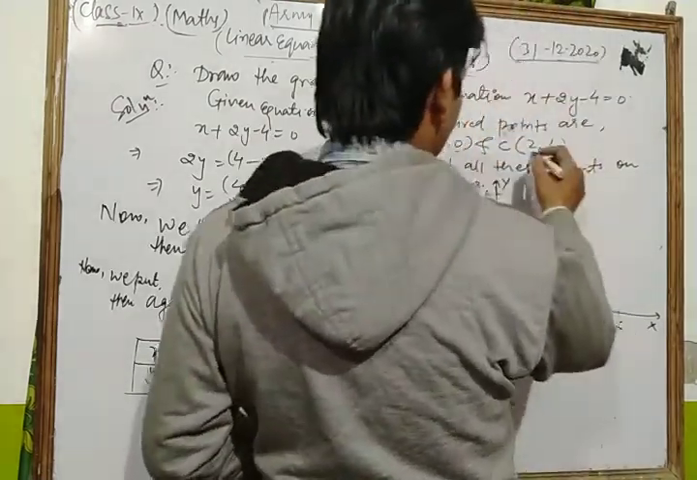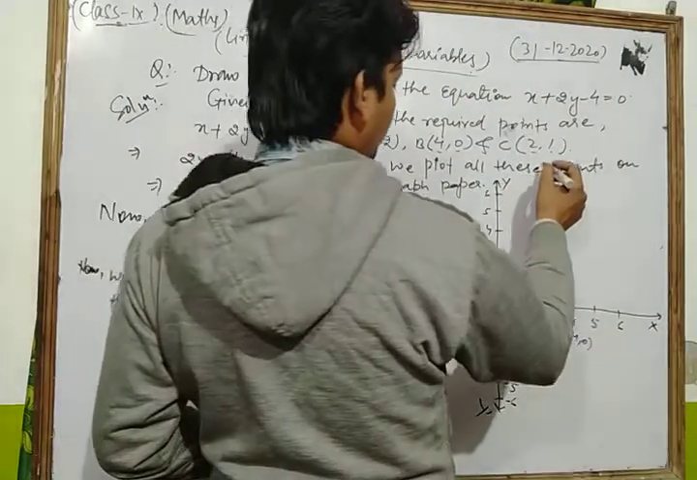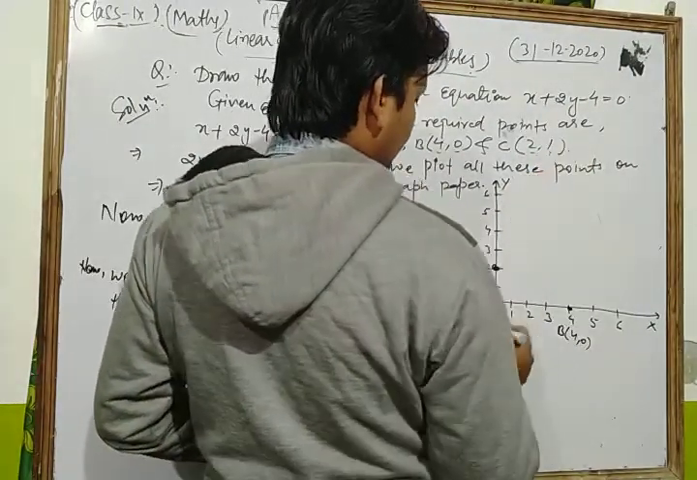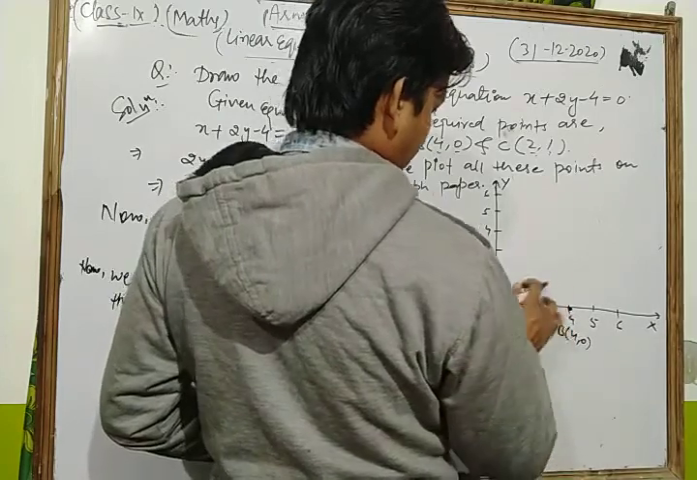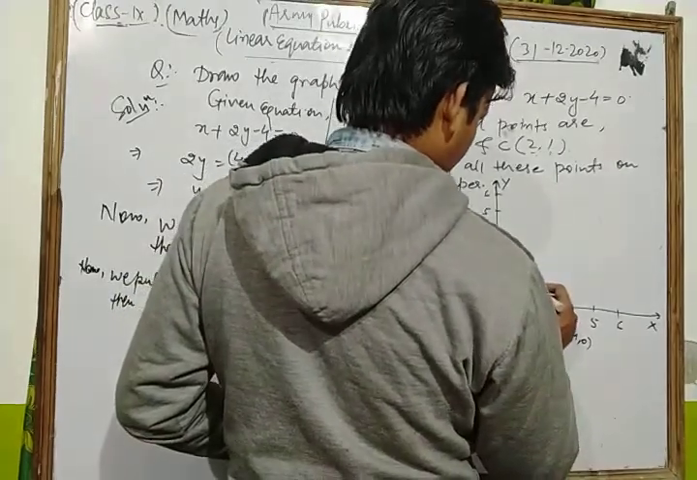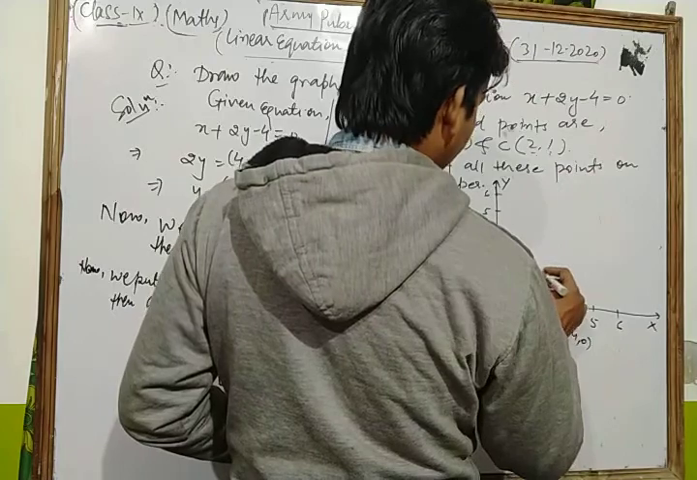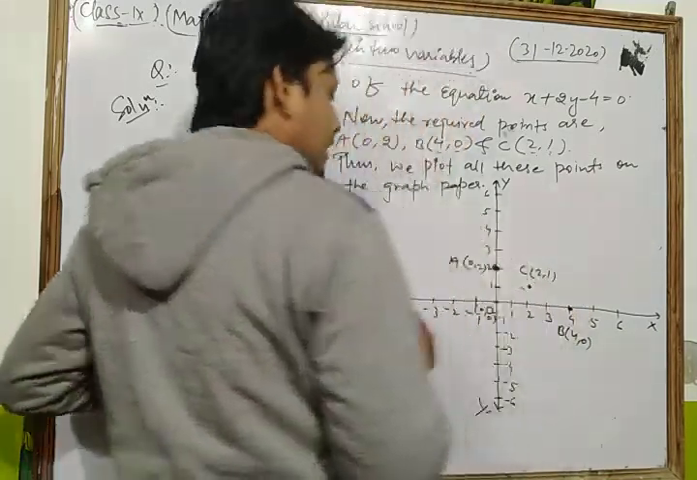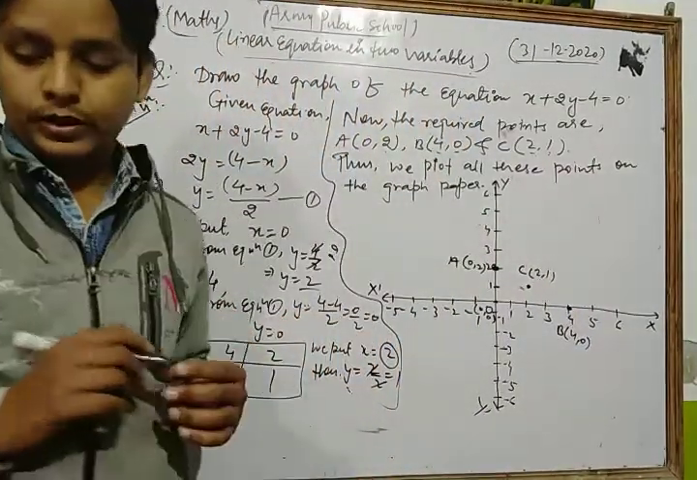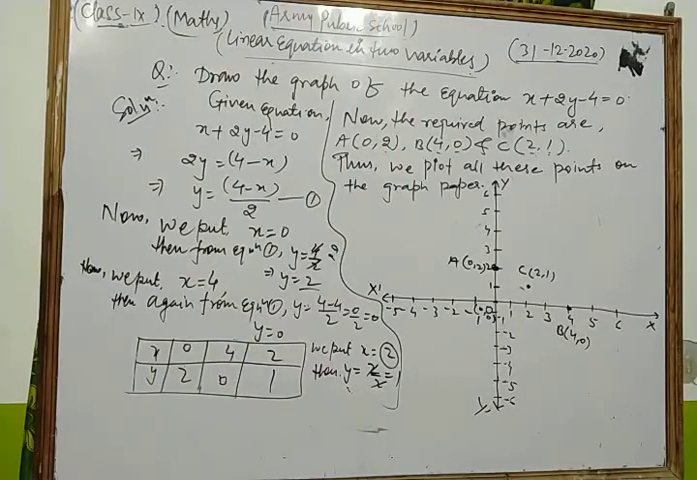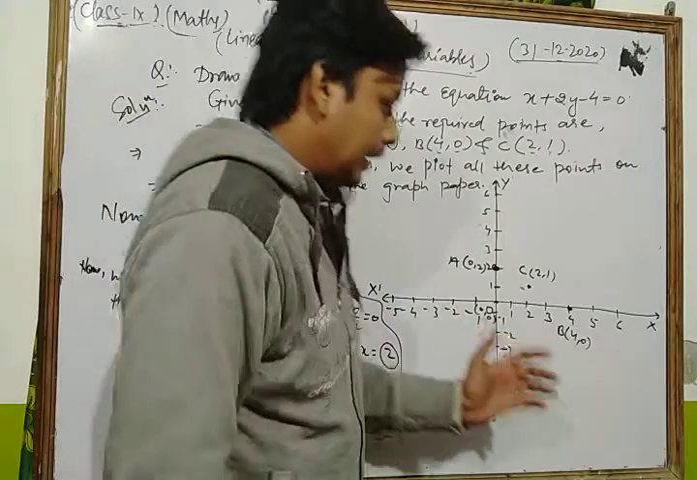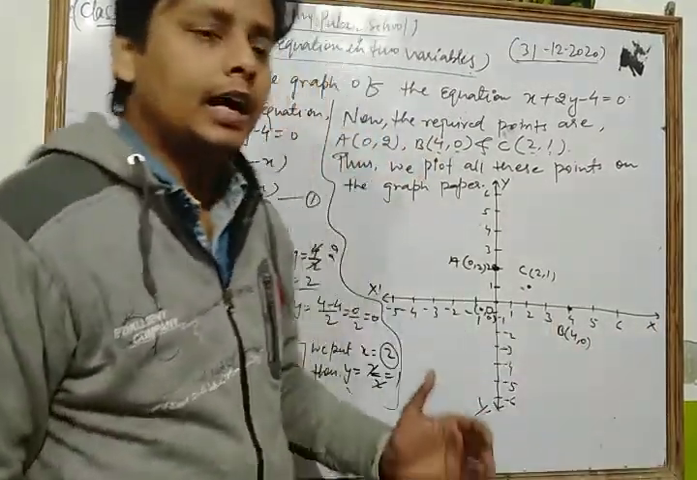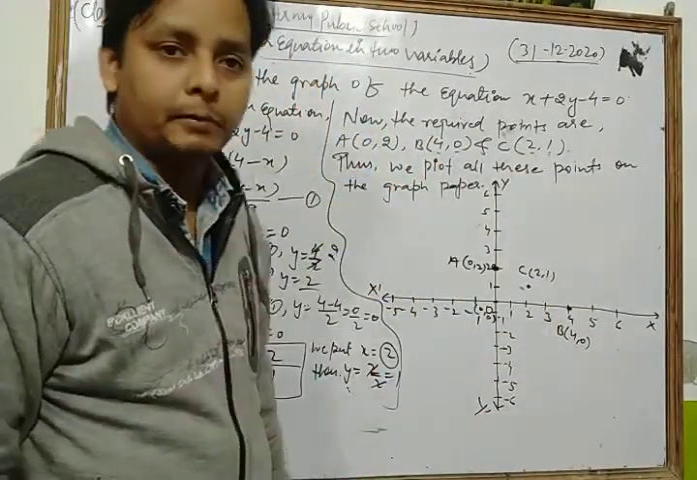Now the next one is 2 comma 1. The abscissa is 2 and the ordinate is 1. It lies at that place. So that point C is what? 2 comma 1. Okay. Hence, dear students, we plot all the points on the graph paper.